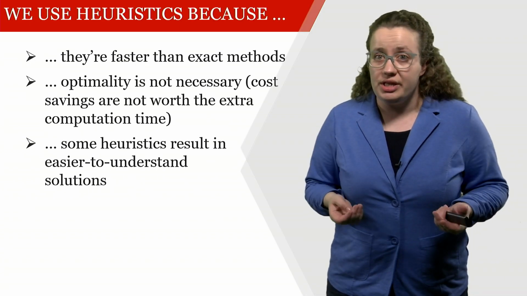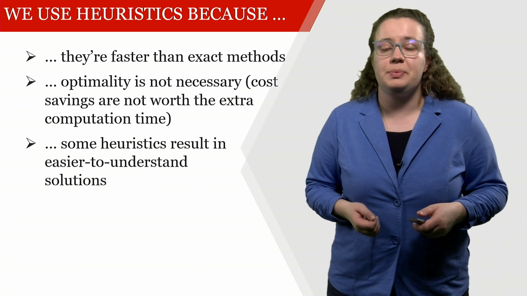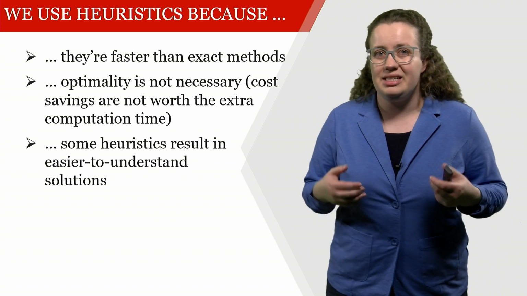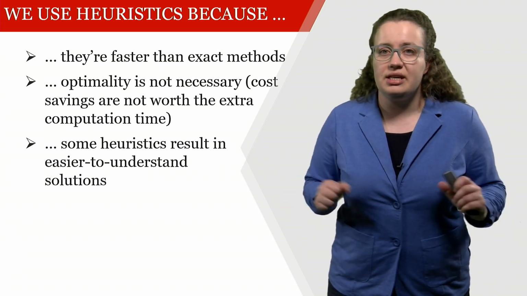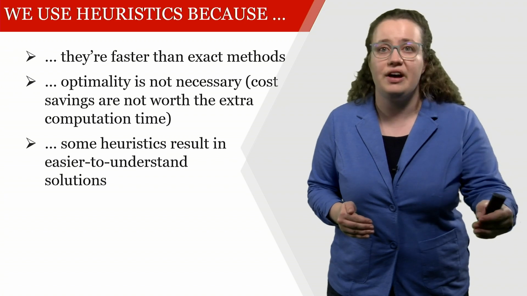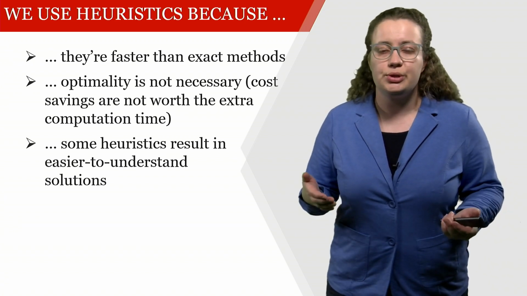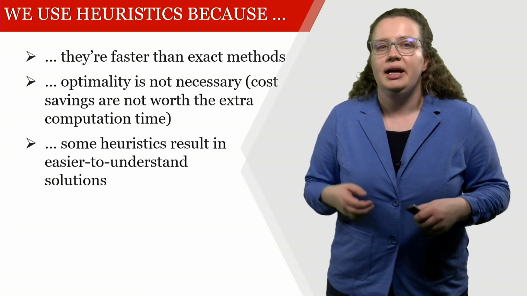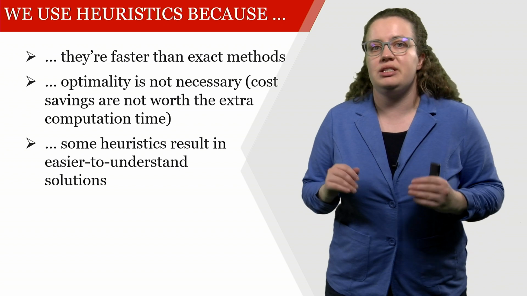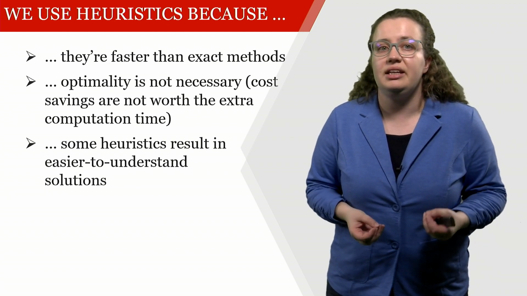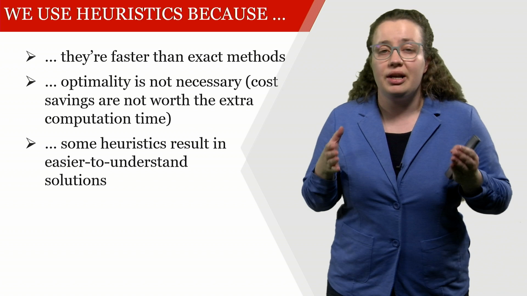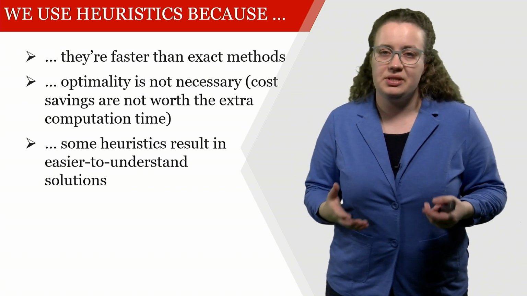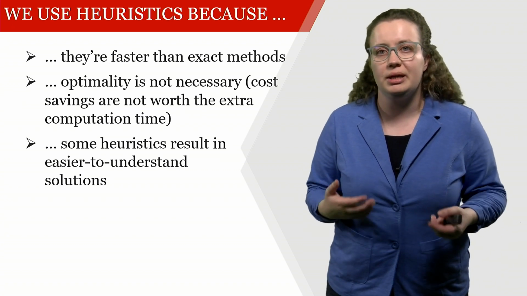And we're using heuristics as compared to exact algorithms because they're often faster than exact methods. There's a lot of cases where optimality is not necessary. So if, for instance, I have a problem for which I need a solution in 5 minutes and I can get the optimal solution in 3 hours, then the time in between is just costing me too much. And sometimes heuristics result in easier to understand solutions. What I would like you to keep in mind is that this is definitely not always true, but sometimes it helps us to structure solutions in a way that they're humanly understandable.